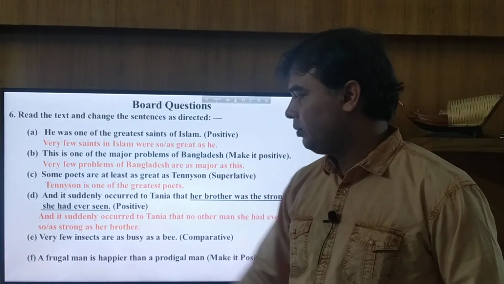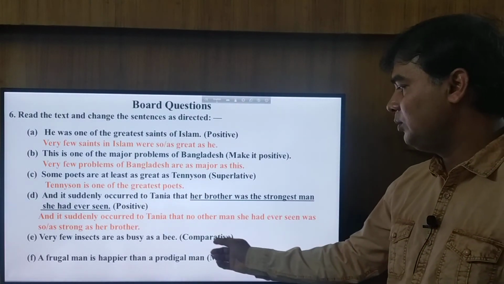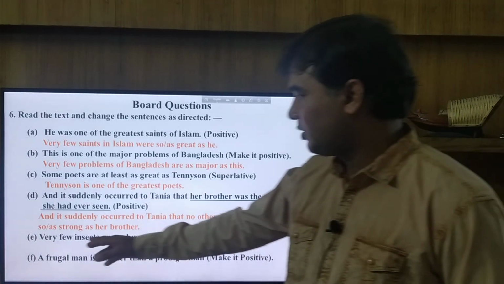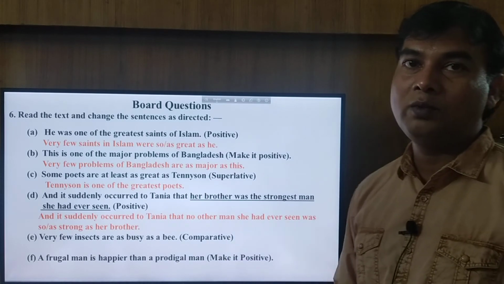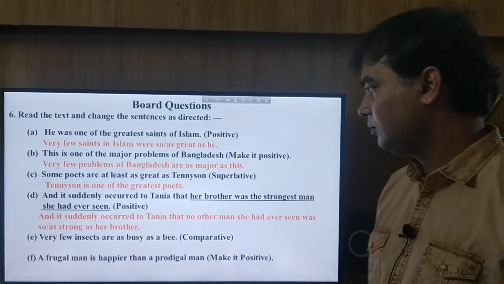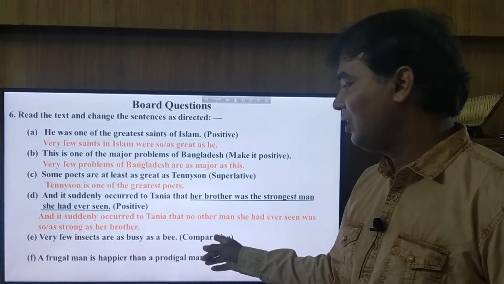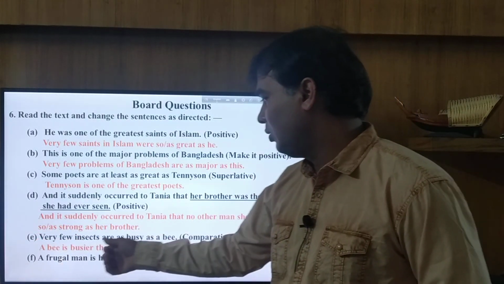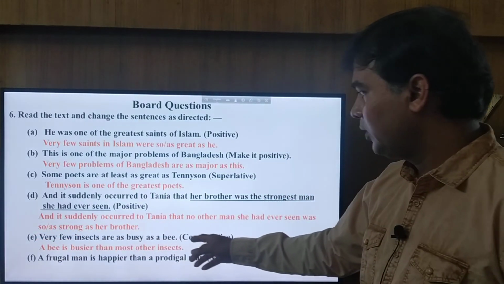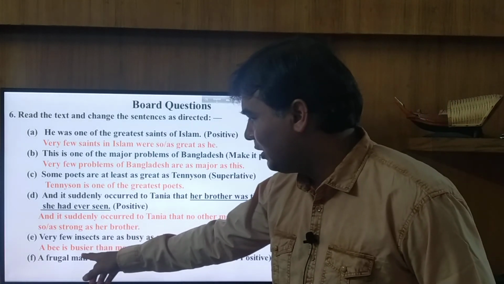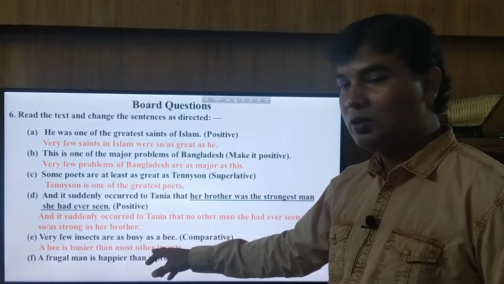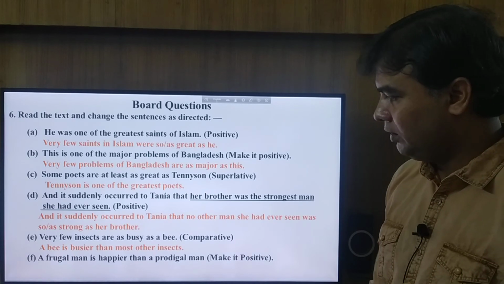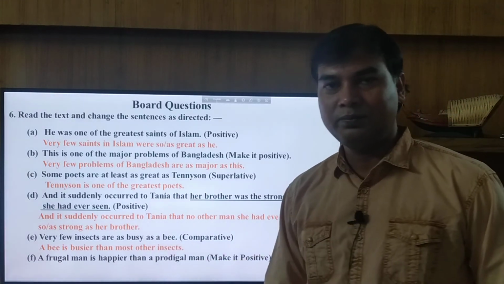Now the next one: Very few insects are as busy as a bee, make it comparative form. It is in positive form. The sentence starts with very few. So in comparative form we have to use than most other. First of all, in comparative form you should write the subject. Here the subject is a bee, then auxiliary verb is, then the comparative form of the adjective busy, busier, then you have to write than most other according to the rule, and then subject, insects. So the answer is, a bee is busier than most other insects.